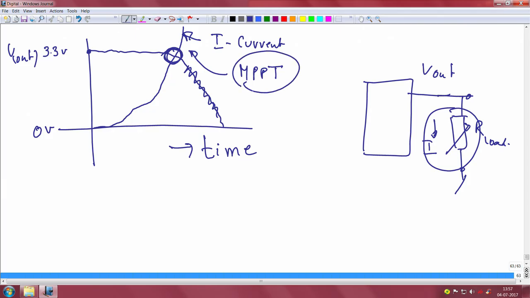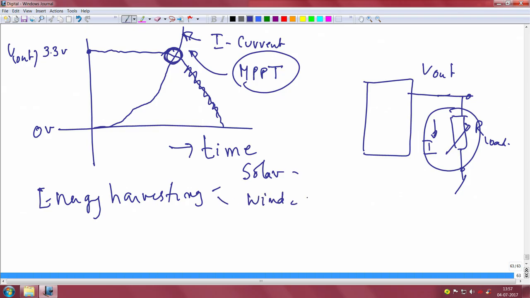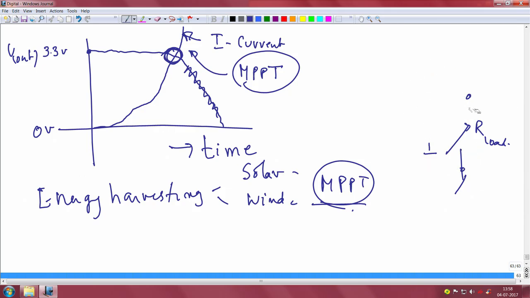So any energy harvesting system, particularly if you are looking at solar or wind or any one of these variable input energy sources, you will have to worry about the IC chip component which will give you the maximum power point, because the input is all the time changing. Let me rub this out so that we have sufficient space to talk about the other part.